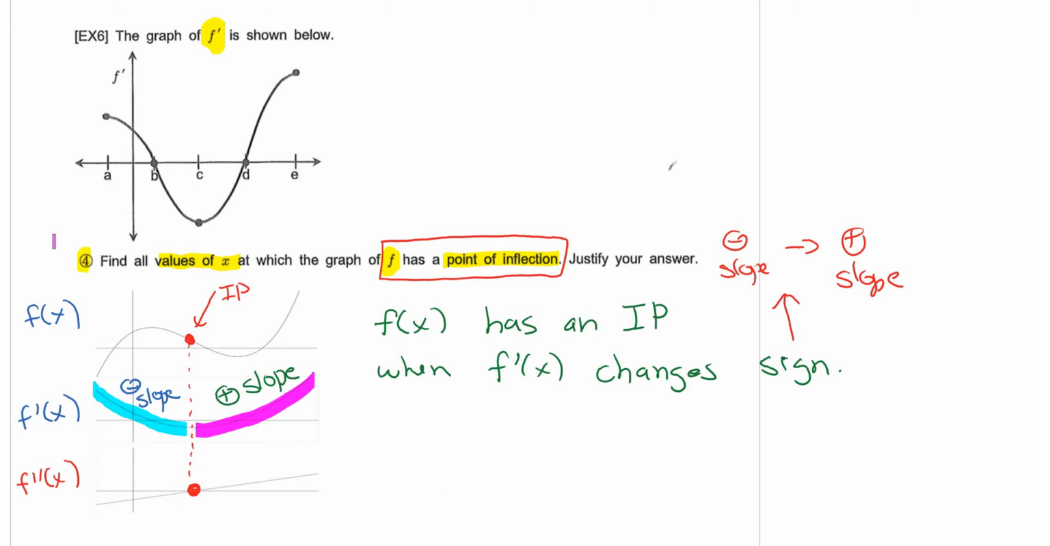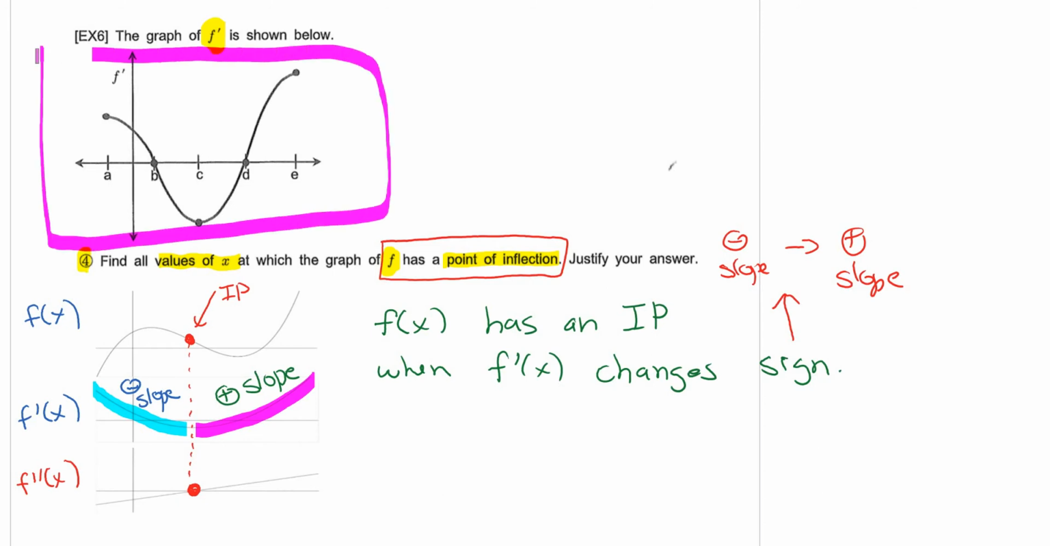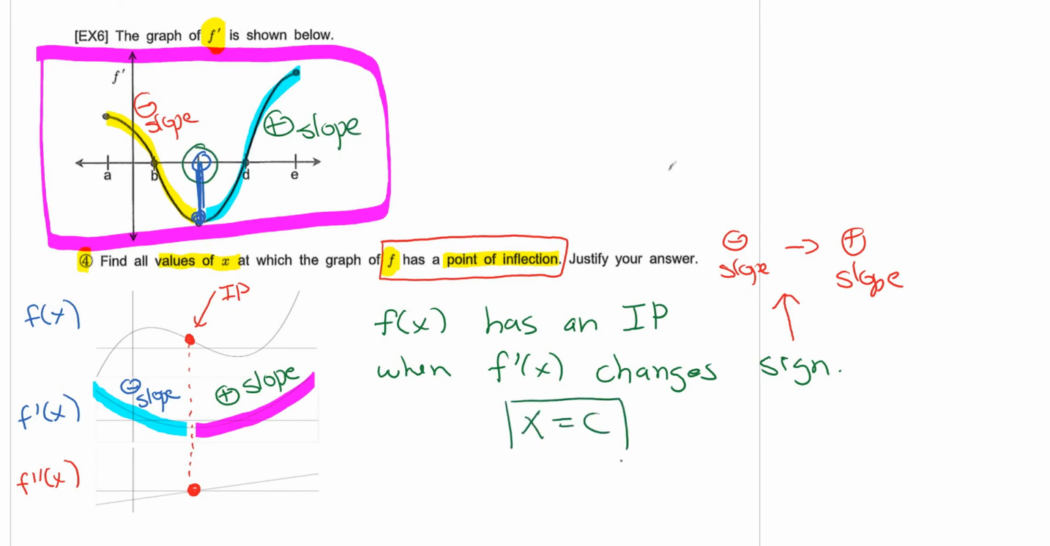So let's go back to our original question here. Here's the derivative graph, and ask yourself, where do I change slopes? Well, I change slopes at the point C, right? Because on the left-hand side, this is a negative slope, and then on the right-hand side, this blue region, this is a positive slope. So the x value, x equals c, is where the derivative changes sign from a negative slope to a positive slope. So there's your answer, and there's your justification there.